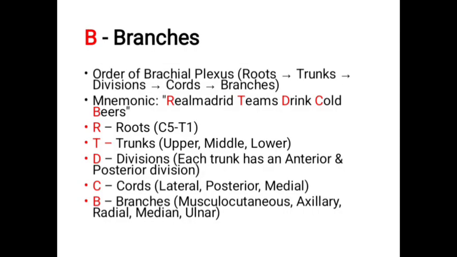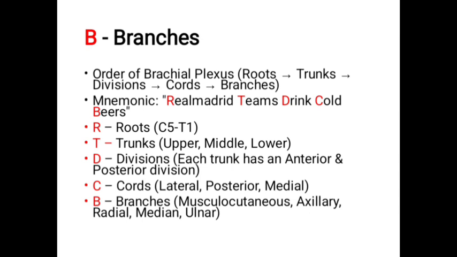Now the next are the branches. The brachial plexus is a special plexus because it has an order, and the order is the root, the trunk, the division, the cord, and the branches. And with this mnemonic, "Real Madrid teams drink cold beer," you can remember this order of the brachial plexus, because with this order, there are some branches from different parts of the brachial plexus.